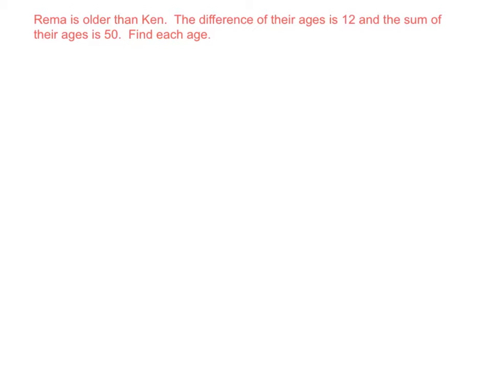Okay, so get this information down for the second example. Rima is older than Ken. The difference of their ages is 12, and the sum of their ages is 50. Find each age. So please write that information. So I'm trying to find Rima's age, and I'm trying to find Ken's age.